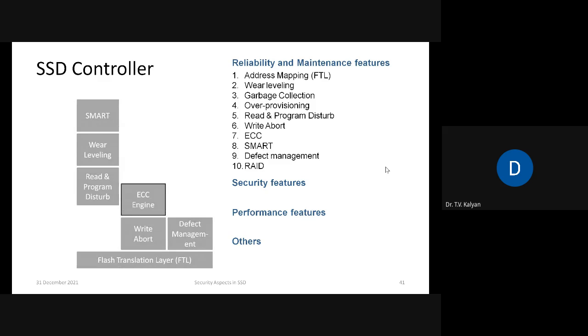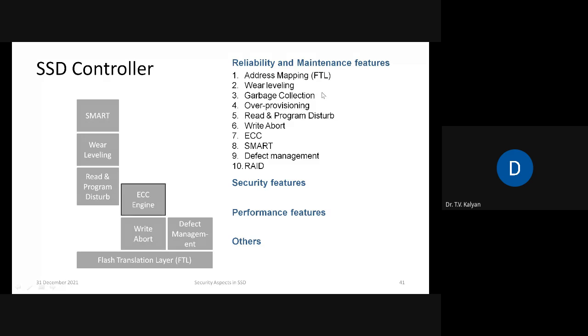There are various functionalities that a typical SSD controller needs to oversee, right? I've grouped them. The first one is reliability and maintenance features. The security features are the second, then the performance features, and the last are the remaining miscellaneous tasks that it performs. When it comes to the reliability and maintenance features, there are at least 10 different tasks that the SSD controller is expected to look into, right?